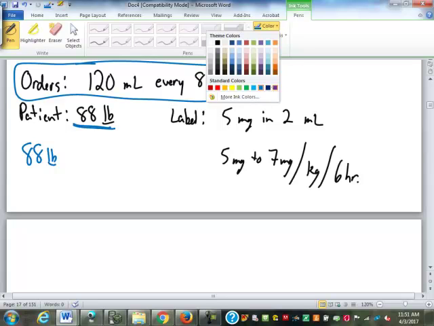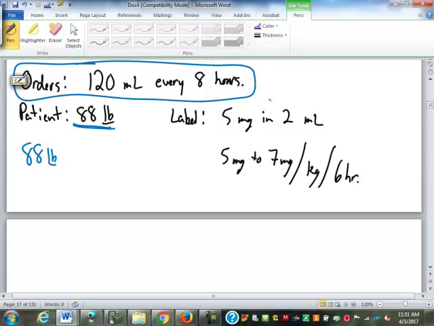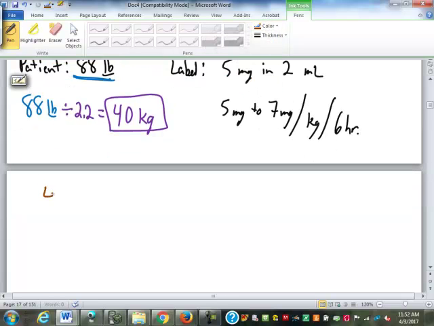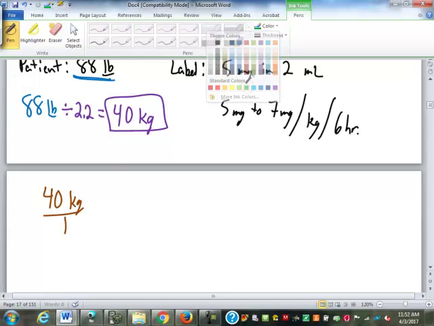What do we do to convert that to kilograms? Somebody be brave. Perfect. We divide by 2.2. Good. So that's going to give us 40 kilograms for our patient. So now we're going to take that 40 kilograms over 1. What's our next step to do with that 40 kilograms?